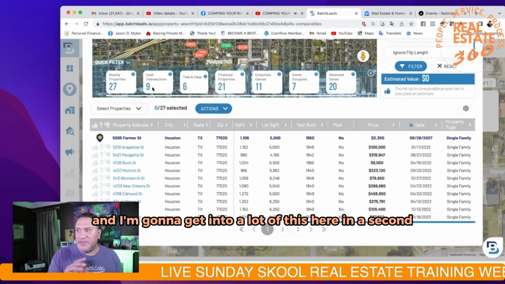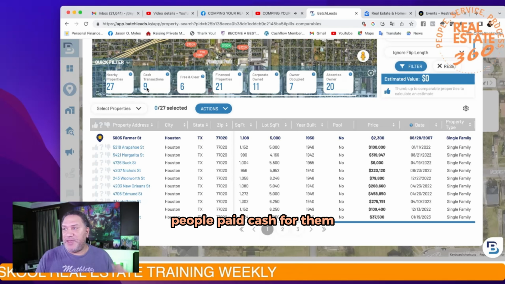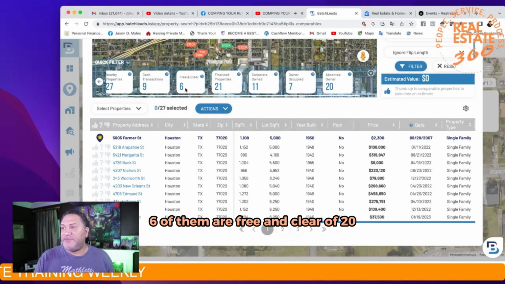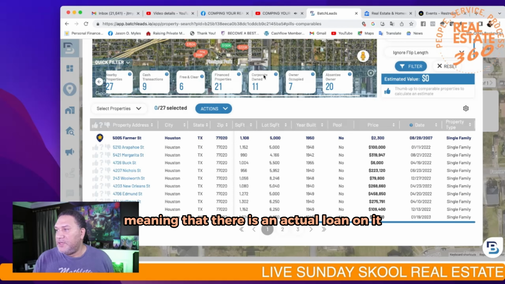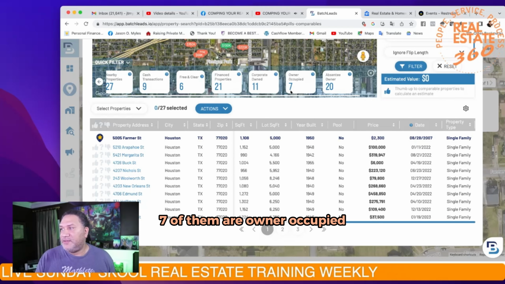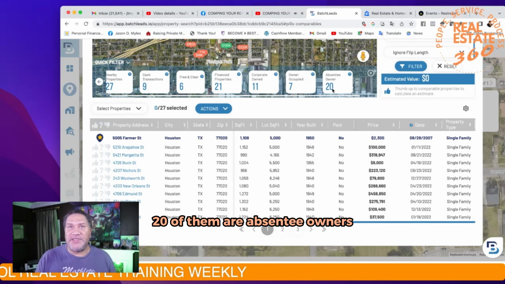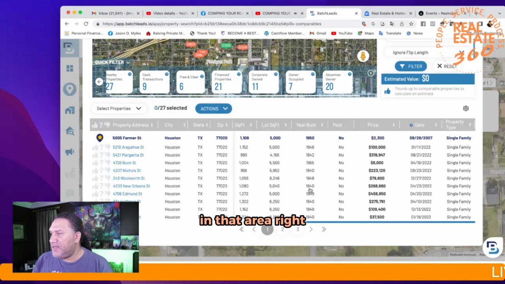And I'm going to get into a lot of this here in a second. 9 of these properties were cash transactions. People paid cash for them. 6 of them are free and clear. 21 of them are finance properties, meaning that there is an actual loan on it. 11 of them are corporately owned. 7 of them are owner occupied. 20 of them are absentee owners. They're rental properties, right? So there's 27 in that area, right?